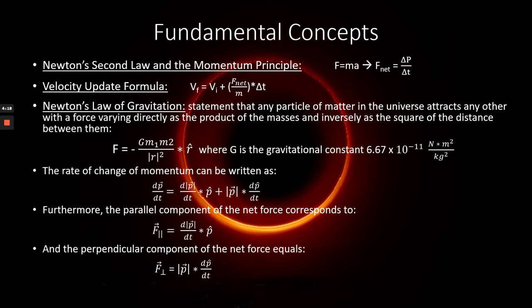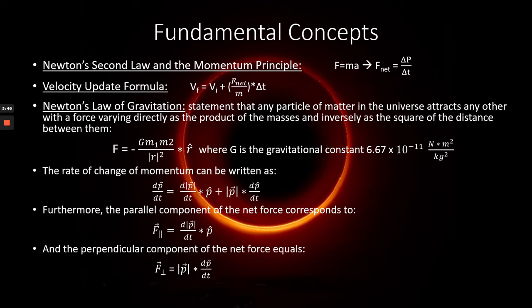Newton's second law, force equals mass times acceleration, can be manipulated into the momentum principle by substituting delta p over delta t for acceleration. Newton's law of gravitation says that the gravitational force between two masses is equal to negative G times m1 times m2 over the magnitude of the position vector squared times the unit vector of the position vector, where G is the gravitational constant, 6.67 times 10 to the negative 11th newtons times meter squared over kilogram squared.